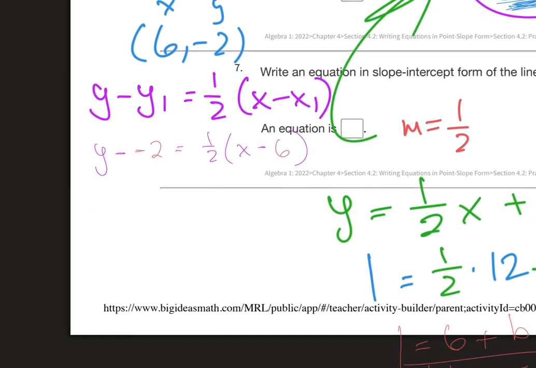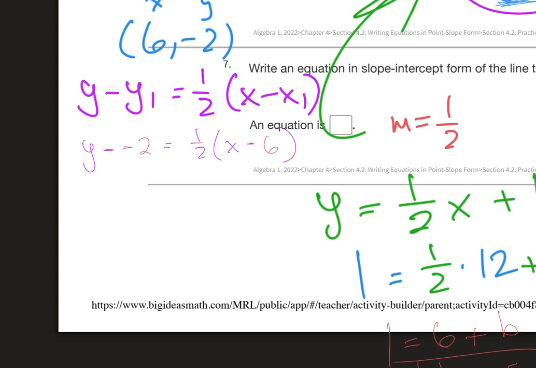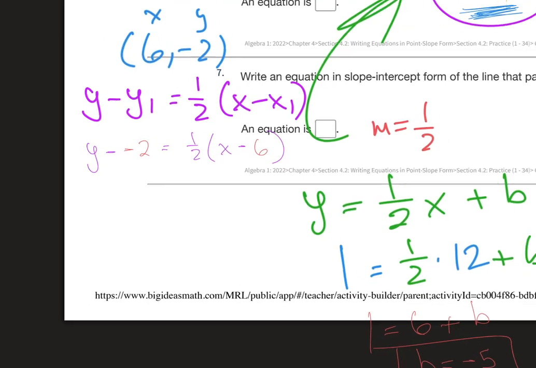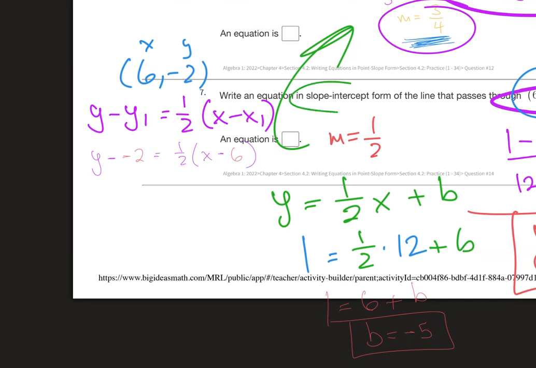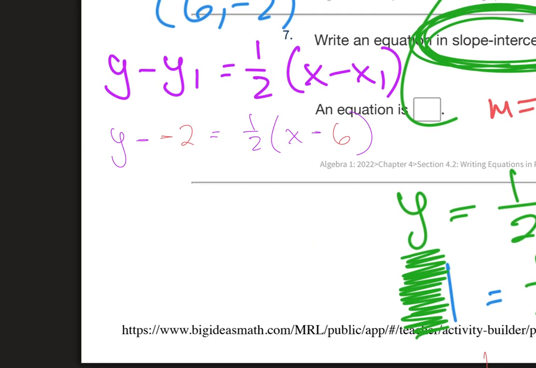That's in point slope form. We want slope intercept form. And one thing I told you in our previous assignment is to do this, you just get y by itself. We just want to solve for y, okay? So in order to do that, we got to simplify this. Y plus 2 equals 1/2 x minus 3.